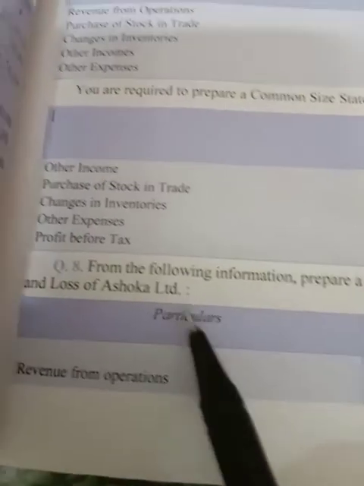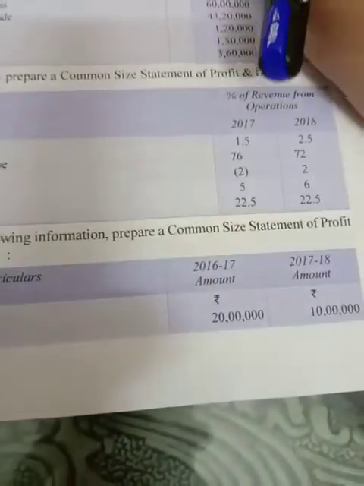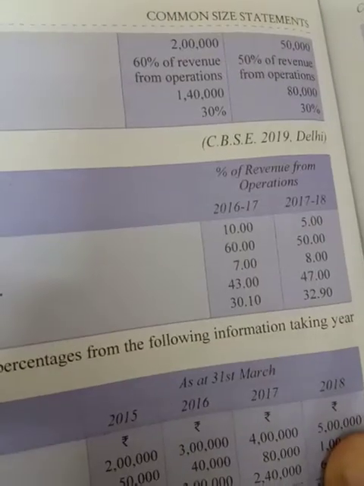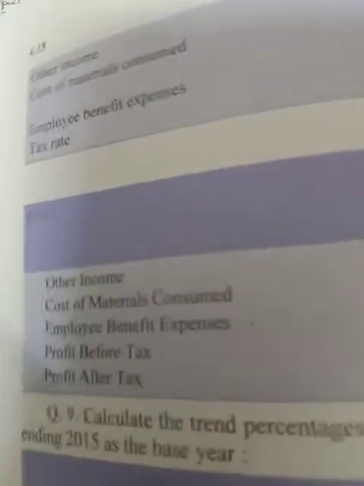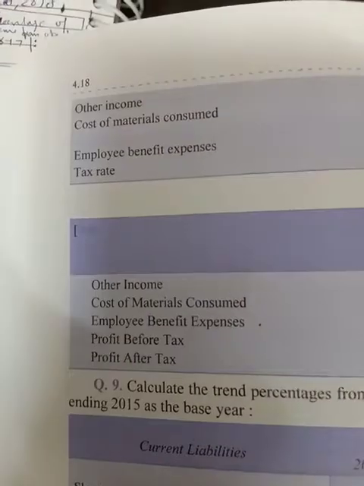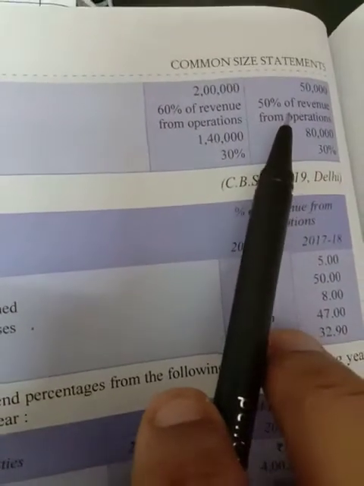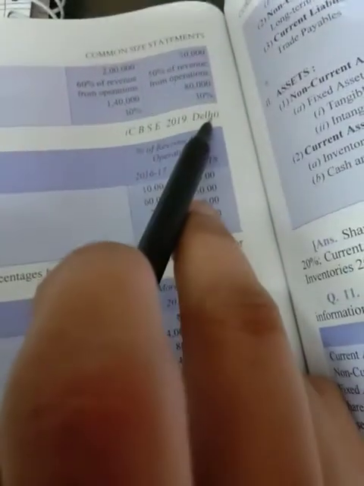Now this is the common size profit and loss statement. Profit and loss you have to make. So revenue from operation has been given for 2 years, and then in the same question, in continuation, other income, cost of material consumed, employee benefit expenses are given. For cost of material consumed, what has been written: 60% of revenue from operation. Revenue from operation here is 20 lakh, as you just noticed, and for the other year 50% of revenue from operation you have to take as cost of material consumed. Tax rate is 30%, and here is also 30%.